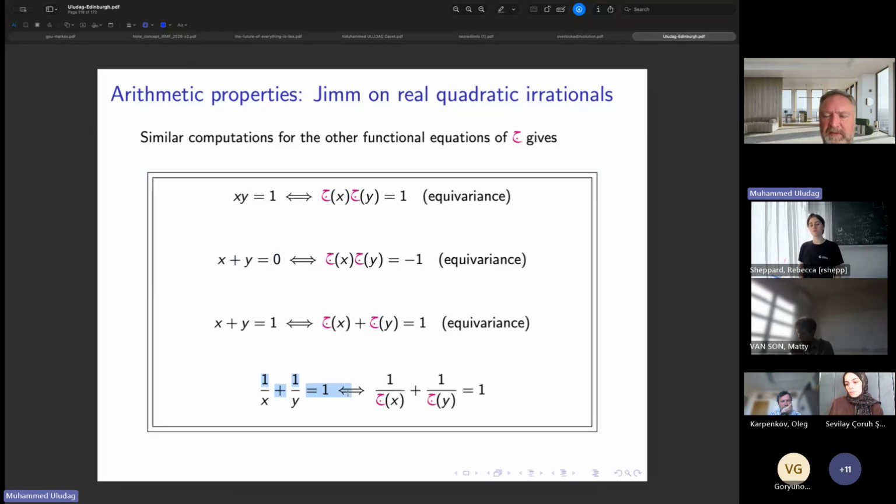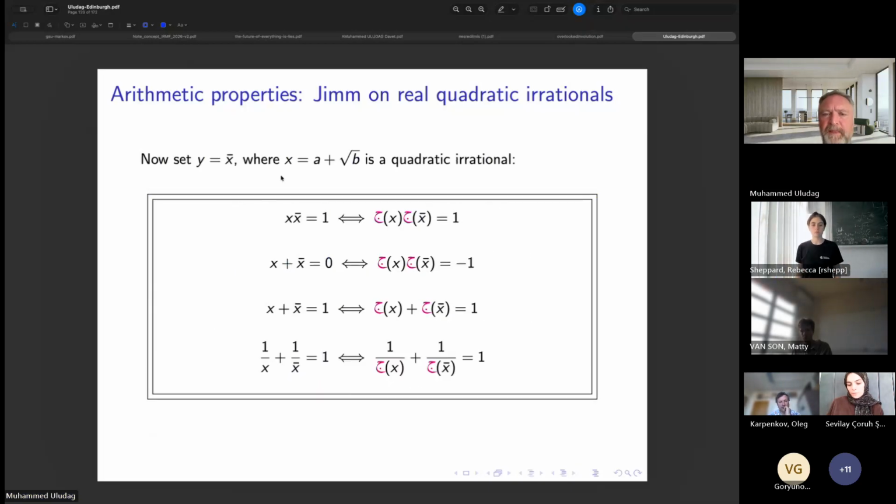And we also have this reformulation of the fourth functional equation, which can be derived from the previous ones. Now, what am I going to do? I'm going to set y equals x bar, where x is a quadratic rational and y is its Galois conjugate. So these functional equations become x times x bar equals 1 if and only if Jimm of x times Jimm of x bar equals 1. And we have the remaining equations.